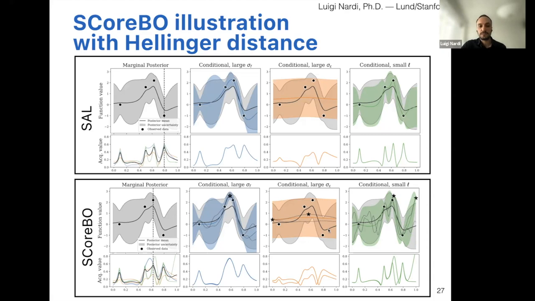We do more than two, but this is for illustration purposes. I just did two in this figure here. And here you get this optima here. The interesting part is that SCoreBO is effectively able to correct this hyperparameter-focused objective function in SAL into a more optimization-oriented acquisition function in SCoreBO, which is exactly what we're looking for here.